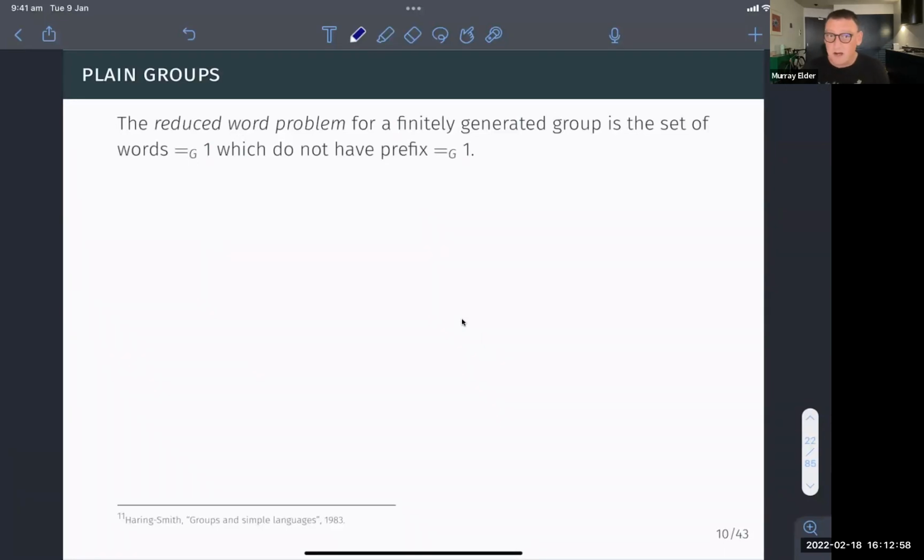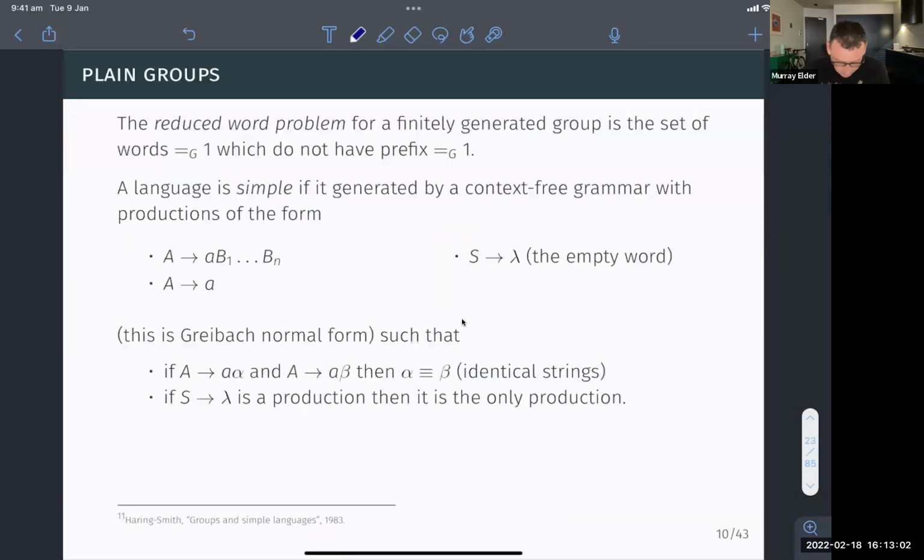Here's just a bit of an aside. I thought this crowd might find this interesting. The reduced word problem for a finitely generated group is the set of words which don't have a prefix equal to the identity. So it's the first time that you come back around to the identity.